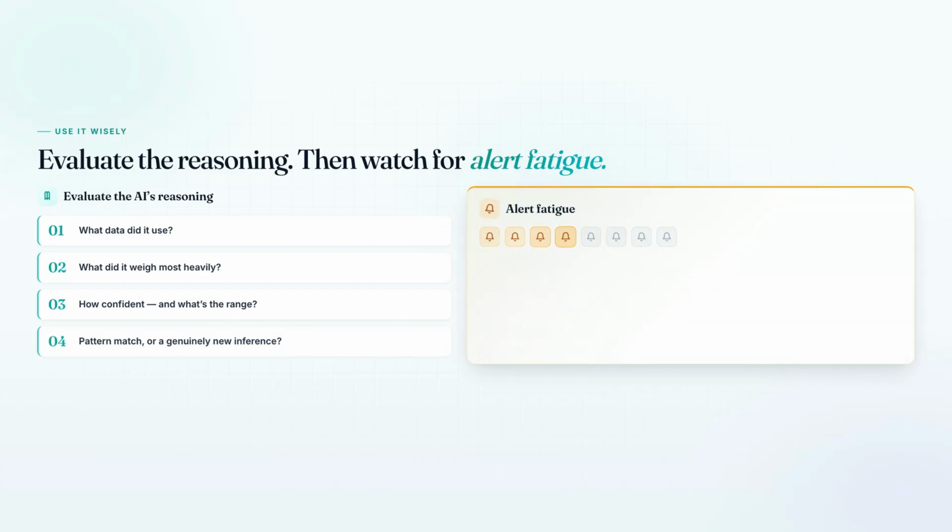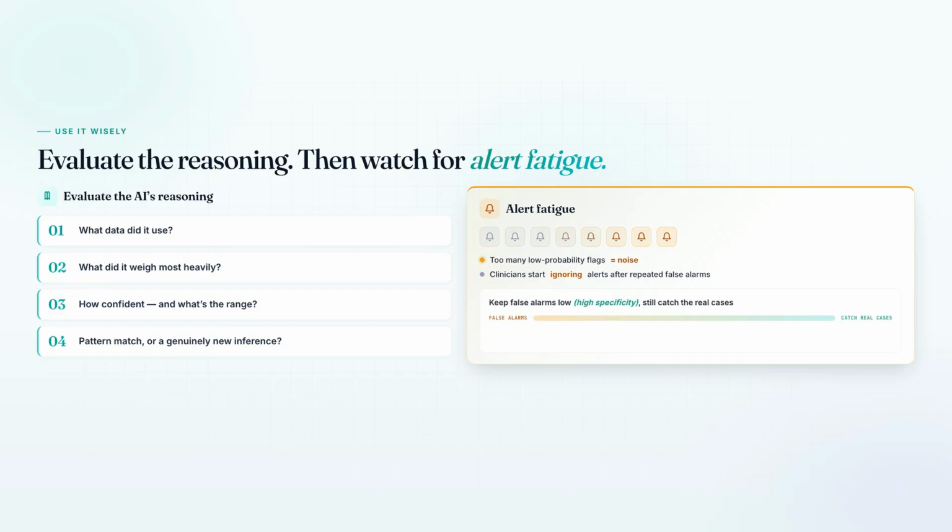You also need to understand alert fatigue. Diagnostic AI that flags too many low probability possibilities just becomes noise. Studies show that clinicians start ignoring AI alerts after repeated false alarms. The systems that work best are the ones tuned to keep false alarms low while still catching the real cases, and understanding that trade-off is a core Tier 2 skill.